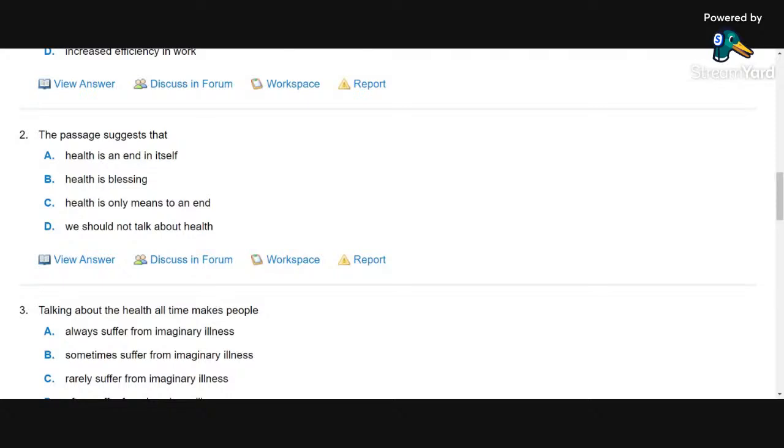Okay, here you can say either B or C can be an answer. It also suggests that health is a blessing and also says health is only a means to an end. Health is an end, it's an end in itself. That doesn't come.